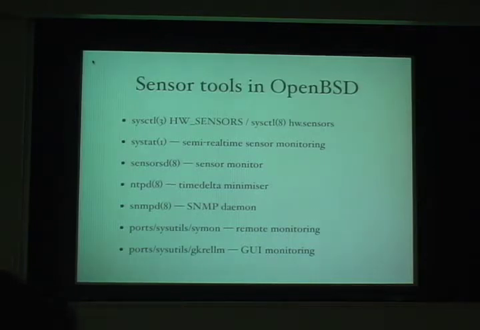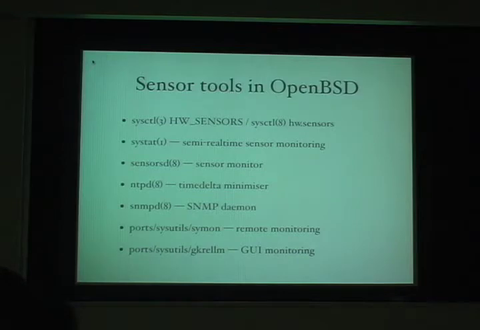I'm sure everyone is familiar with sysctl, so it works similarly for the sensor displays as for other displays. We have a sensor monitoring daemon called sensorsd, which allows you to monitor sensors and provide alerts if some values go out of range. We have ntpd, the time delta minimizer. Time delta sensors provide you the time offset from your local clock against some external time source, which can be a radio station or it can be GPS.